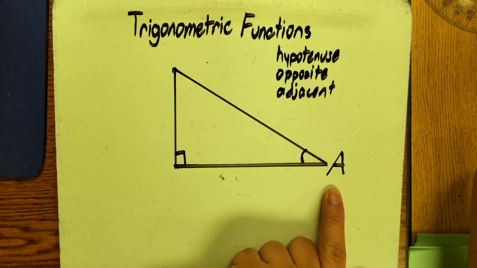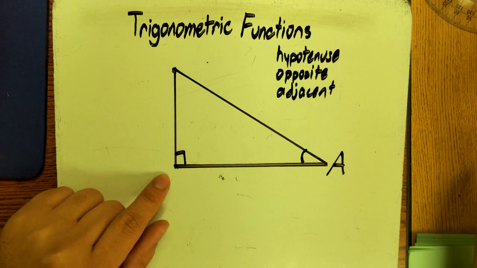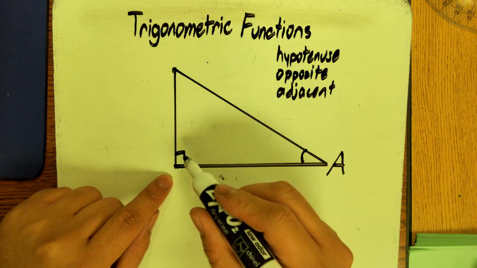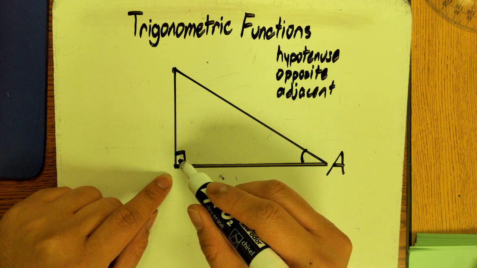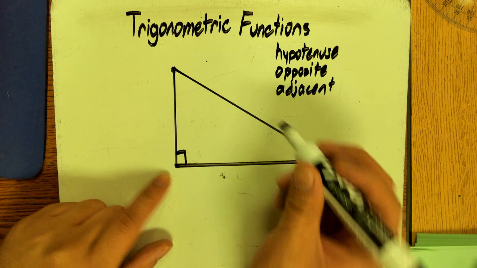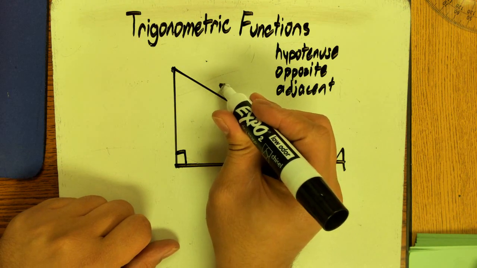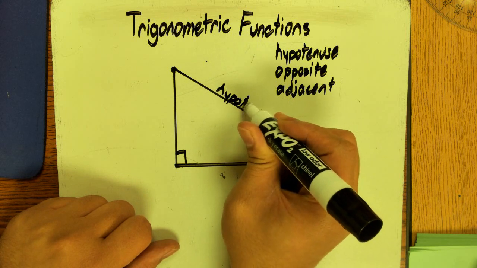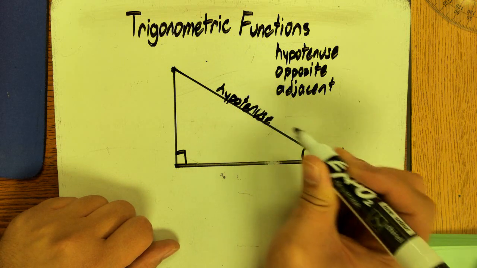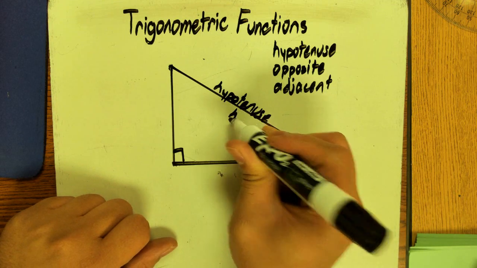So let's take a look. Hypotenuse in a right triangle is always the side that is opposite across from your right angle symbol. Right angle is over here, which makes this my hypotenuse. So I will call this hypotenuse, or H for short.